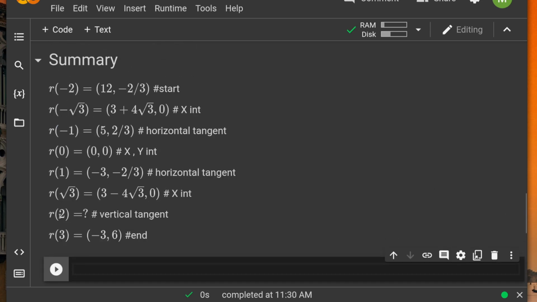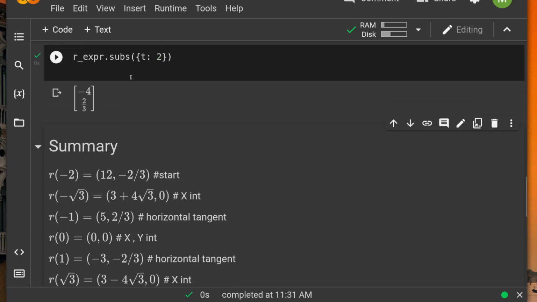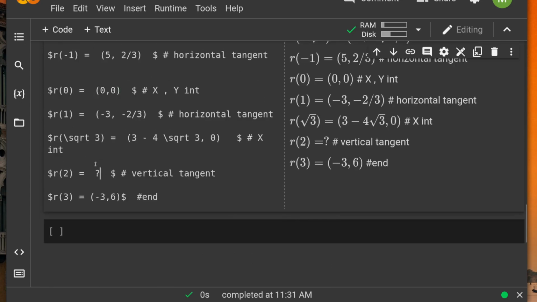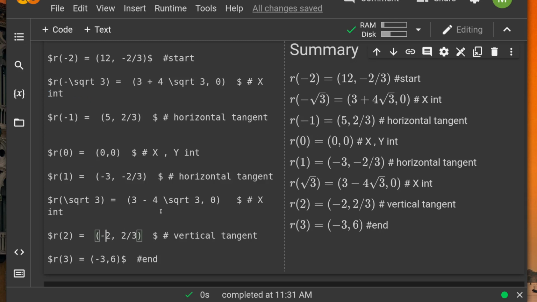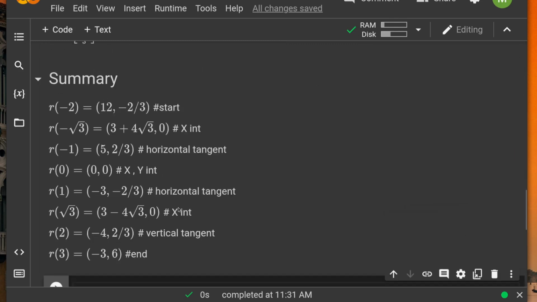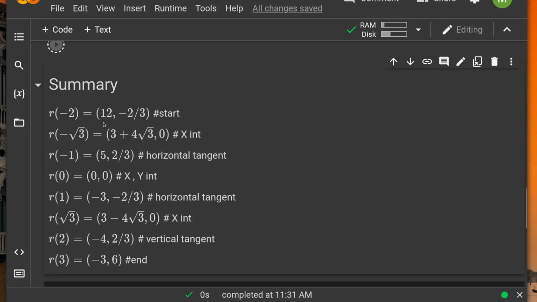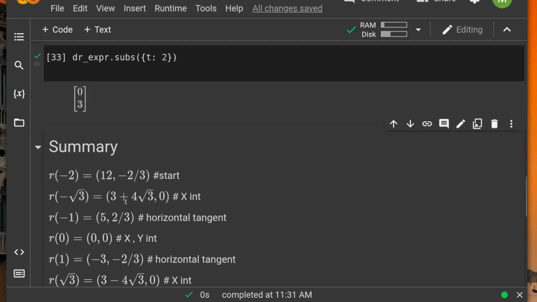And what are we left with? We're left with this vertical tangent at t equals 2. So let's substitute 2 in there. Minus 4, 2 over 3. So the point on the curve where we have a vertical tangent is, oh no, that is minus 4, 2 over 3. That is where we have a vertical tangent. So let's just double check the derivative. What do we expect? We expect a 0 x component and a non-zero y component.